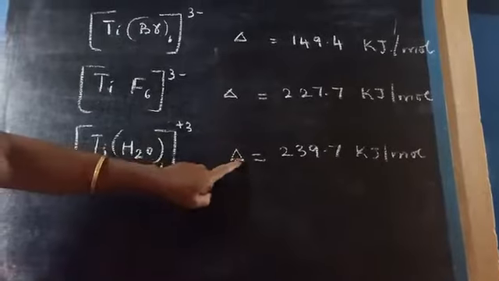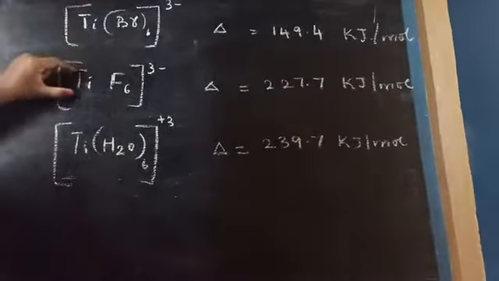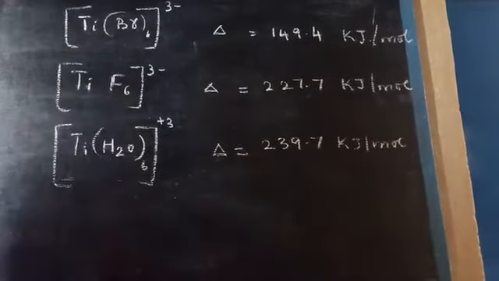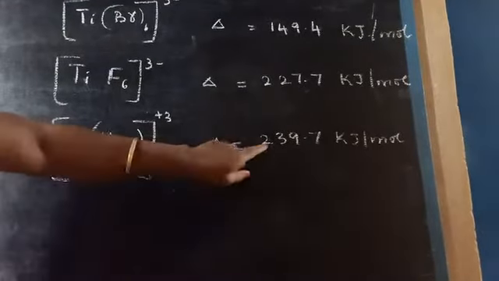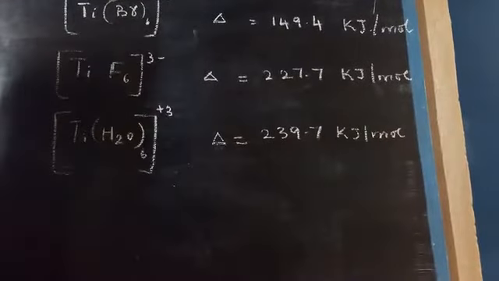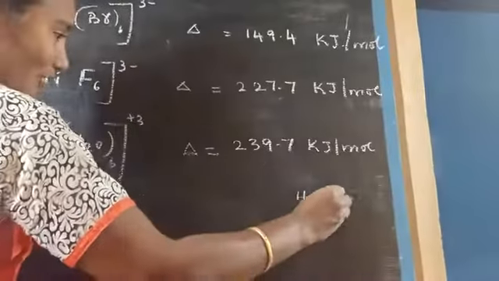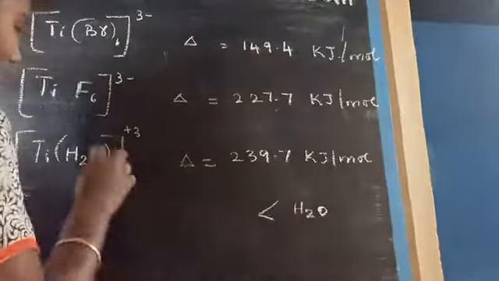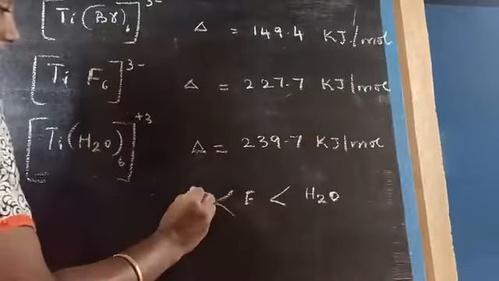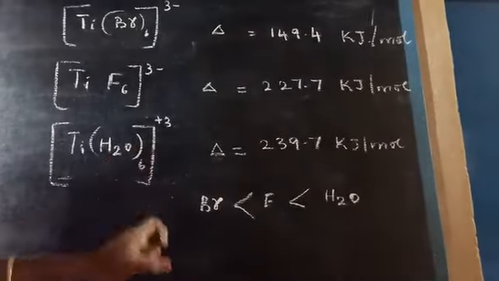Now I write all the values, the crystal field splitting energy values. Here the central metal ion, titanium, is common; the ligand is the variation. Based on this delta value, now you give the arrangement. So 239 for the water molecule is the highest one. Next 227 for fluoride. Next 149 for bromide. Children, this is the order.